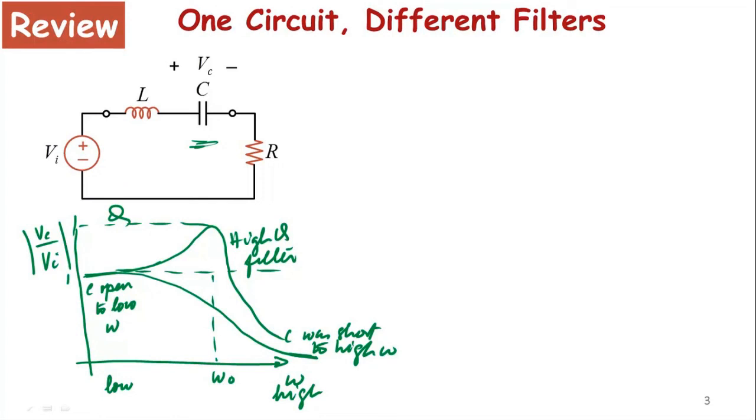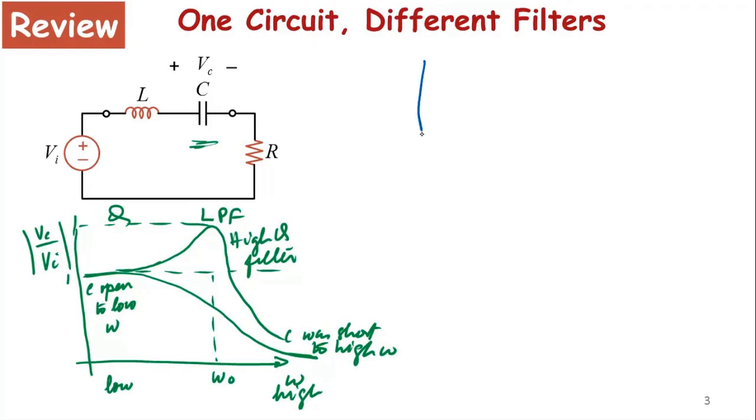So depending on where I take the output of the circuit, I can get different kinds of filters. Now this filter, the green filter here, is an example of a low pass filter. The reason taking the voltage across the capacitor gave me a low pass filter was that the capacitor behaved like an open circuit to low frequencies, and so therefore it is a low pass filter. I can also build other kinds of filters from this very circuit.